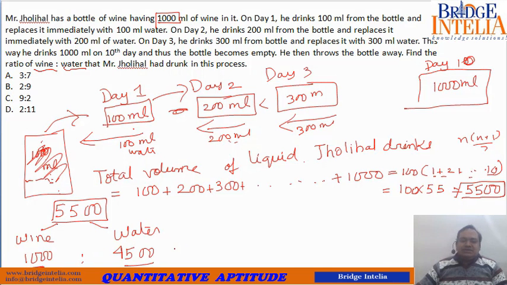So this ratio of wine to water is 2:5. If you simplify this, both get cancelled by 100 of course, and in fact both are multiples of 500. So 2:9 and not 5. So 2:9 is the final answer.